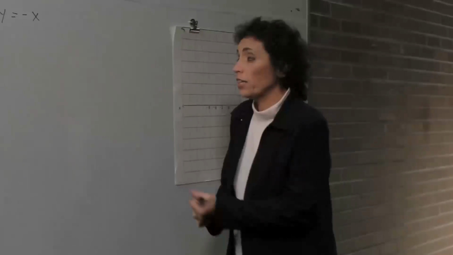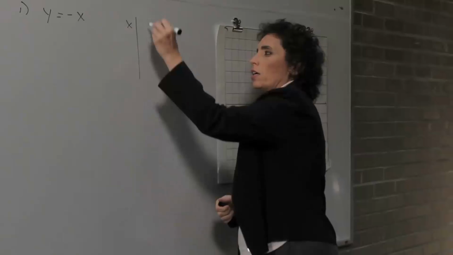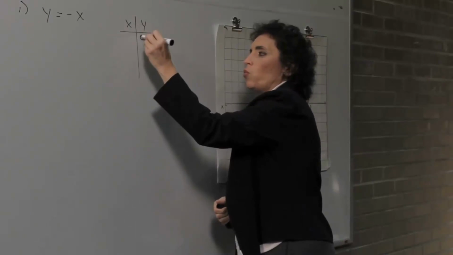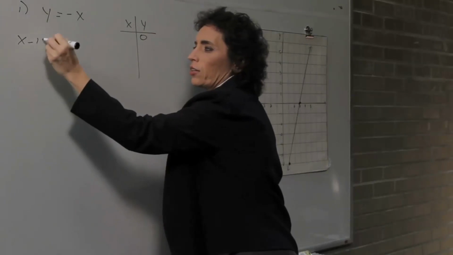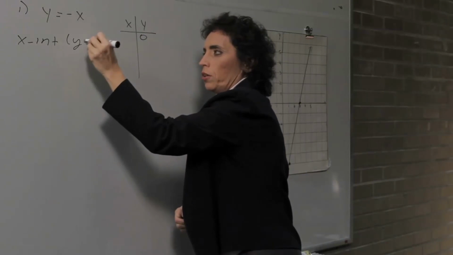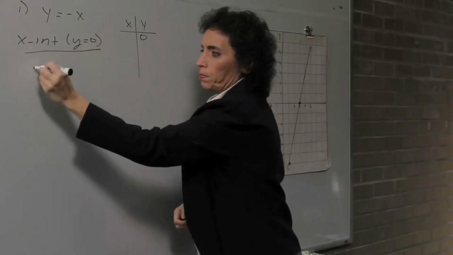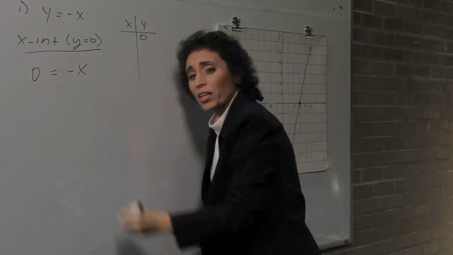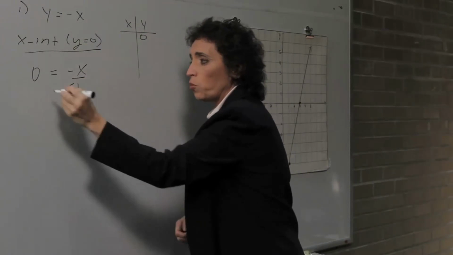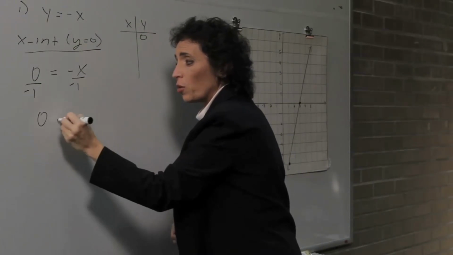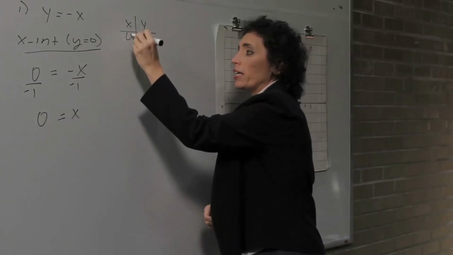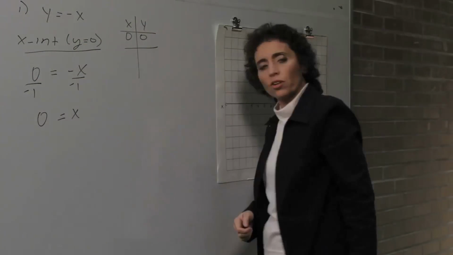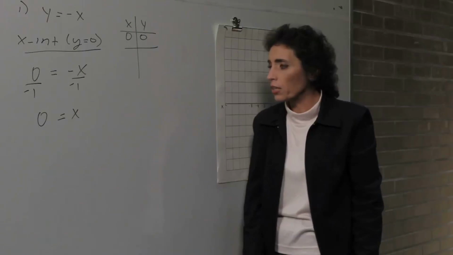All right, let's take a look at this. We're going to make y 0, and then we'll get our x-intercept. If y is 0, we get 0 equals negative x. We divide by negative 1, and we get 0 equals x. Well, that gives us that point. So I can't make x 0 because I'm going to get that same thing here. I'm going to get 0, 0.